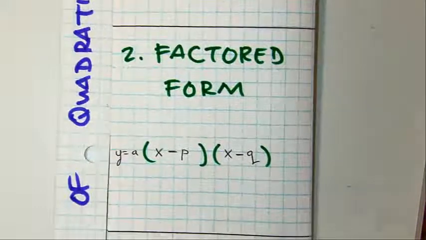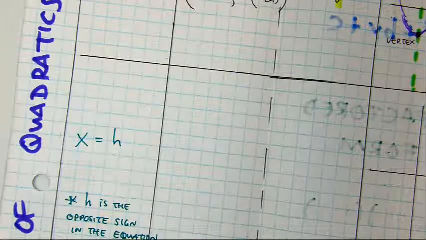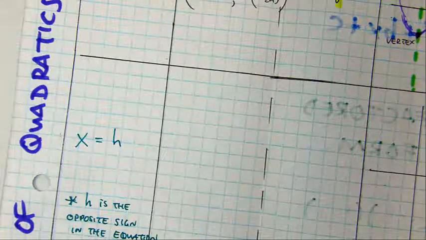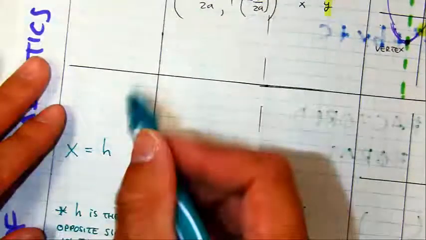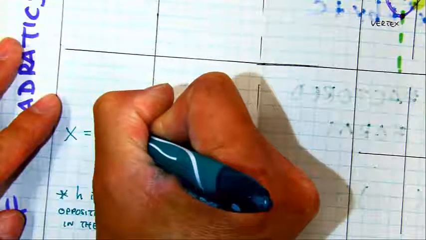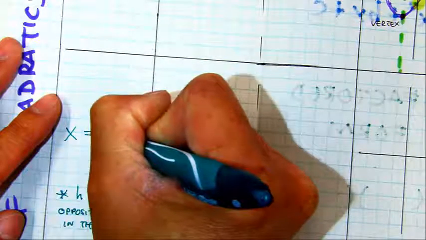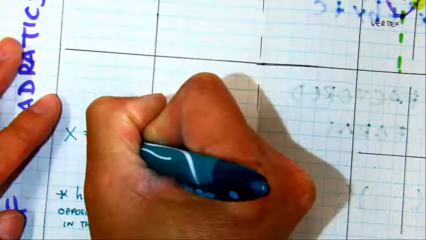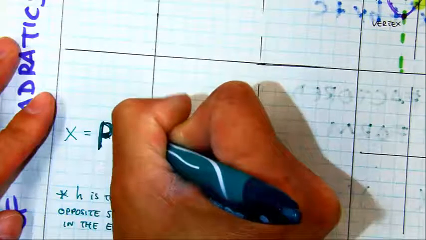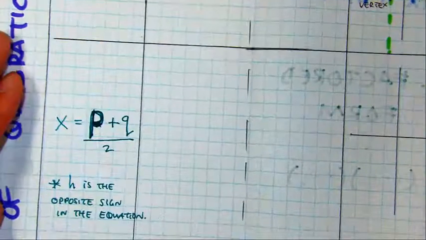Okay. Last one is the factored form. How do you know it's factored form? It has 2 sets of parentheses. So let's go right there. And the axis of symmetry is, let's see if we can fix that. It is p plus q. So let's make this a p. You can use your art skills, just make it thicker. There you go. Plus q divided by 2. P plus q divided by 2.